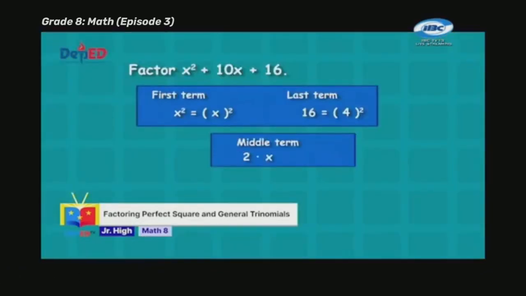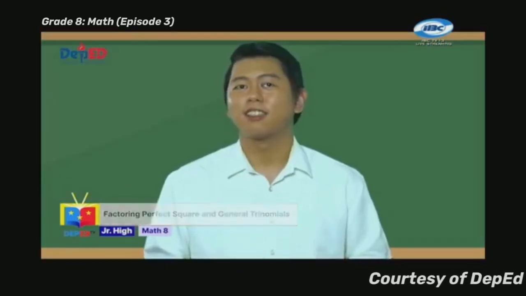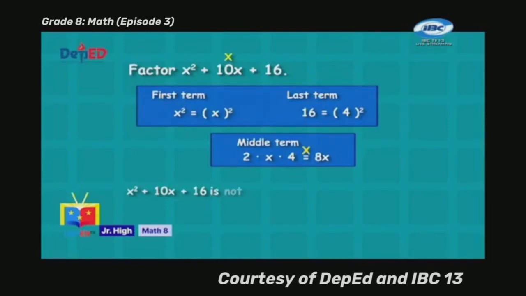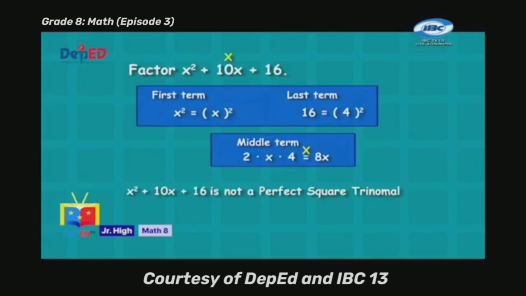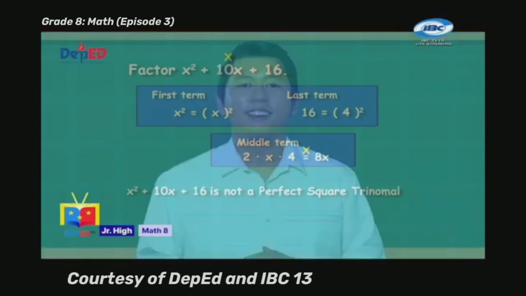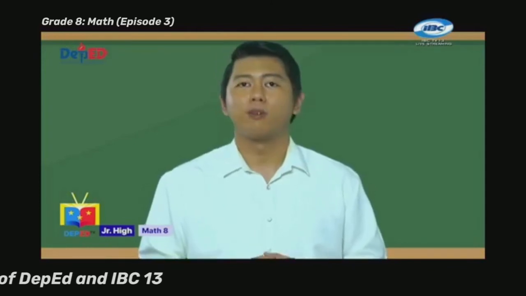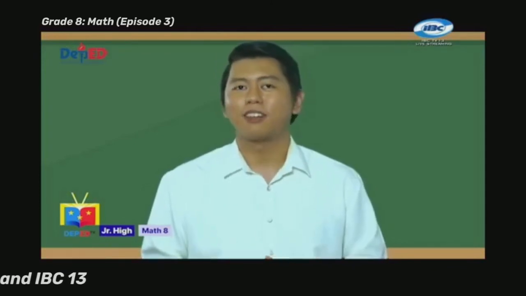What is 2 times x times 4? It is 8x. But wait, don't we need 10x to be the middle term? What does this mean? It means that x squared plus 10x plus 16 is not a perfect square trinomial. There are instances that the trinomial is not a perfect square trinomial but can still be factored.